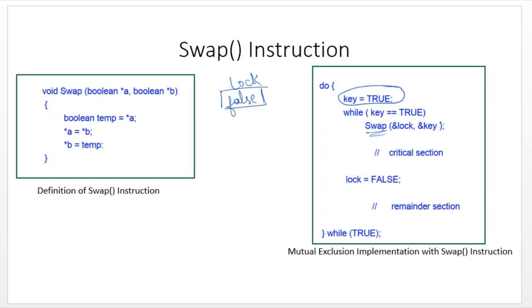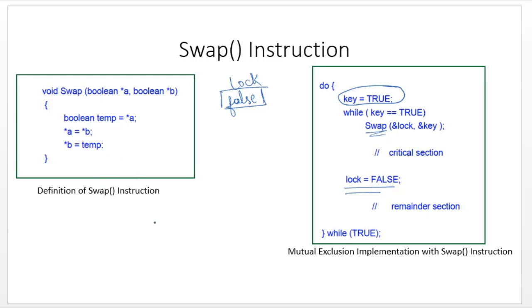And if it has acquired the lock, then it can enter its critical section to modify the shared resource, and when it exits the critical section, it will store the lock value back to false so that other processes which are waiting to enter the critical section can now do so. Okay, so this is about the swap instruction. Again, please note, both TestAndSet and swap instructions satisfy the mutual exclusion property, but fail to satisfy bounded waiting.